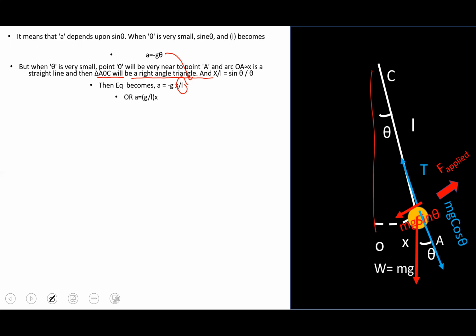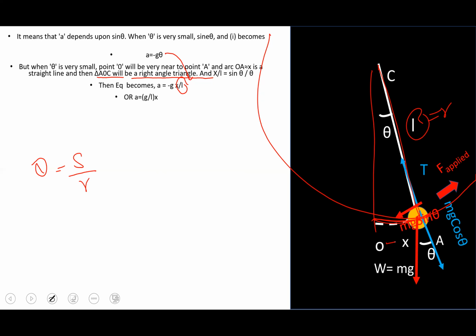So let us revise this concept. As we know, theta is equal to s over r, where s is the arc length and r is the radius. If we consider this same pendulum as a circle right over here, then the distance from the center to the circumference is L, or we can say it is equal to r, which is the radius, and the distance from here to here is the arc length, which is equal to s. So here we can say x is equal to s and r is equal to L. So that is why instead of theta, we are putting x over L.